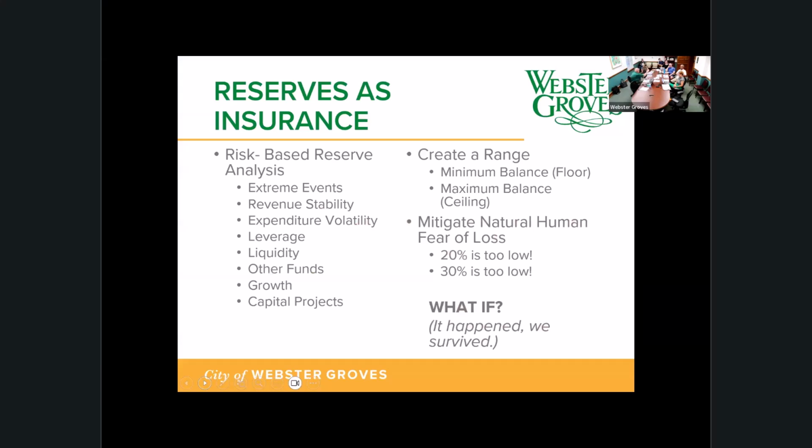So as one who deals with insurance, let's talk about some insurance. So again, risk-based revenue analysis. What do we need for extreme events, for revenue stability, for when we have expenditure volatility, when prices shoot up in inflationary times? What do we have to do? What do we need for leverage? What's our liquidity? What are other funds' needs in there? What's our growth? What's our projected growth?